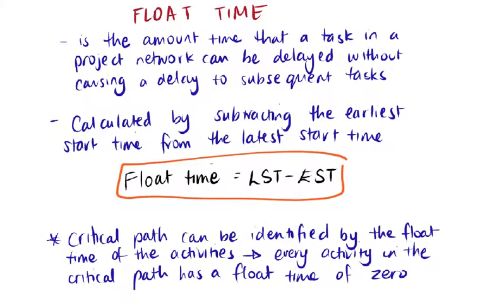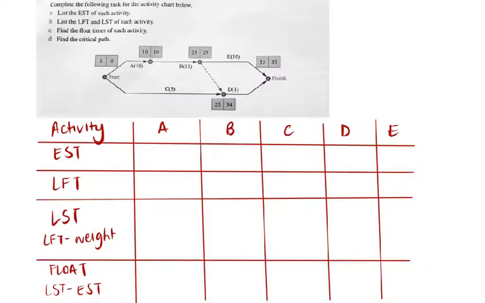Critical paths can be identified by the float time of the activities, whereby every activity in the critical path has a float time of 0, because it's telling us that these particular activities cannot be delayed by any amount, and therefore are critical in not delaying the entire project. Let's go through an example.